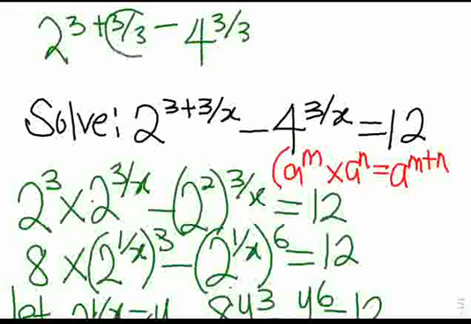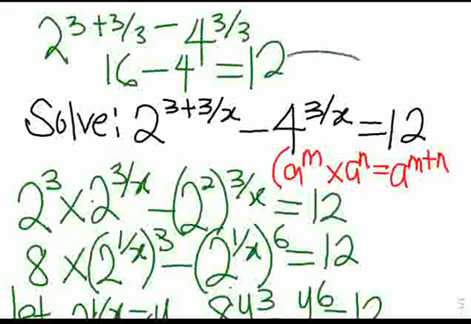This 3 over 3 is 1. 1 plus the 3 is 4. And then 2 raised to the power 4 is what? 2 times 2, 4. 4 times 2, 8. 8 times 2, 16. So I'm having 16 here. Minus 4 raised to the power 3 over 3, which is 1. 4 raised to the power 1 is equal to 4. So when you subtract this, it is equal to 12. That shows that x equals 3 is a solution to this question.